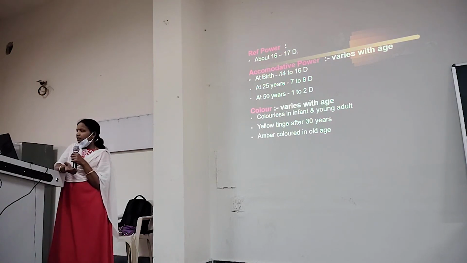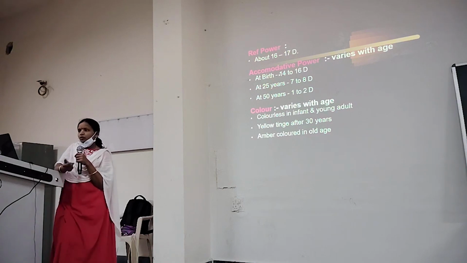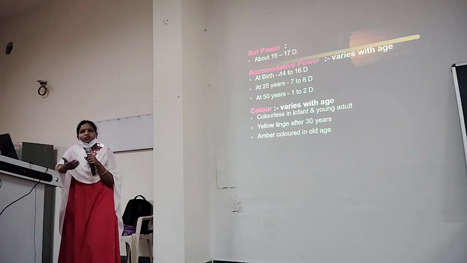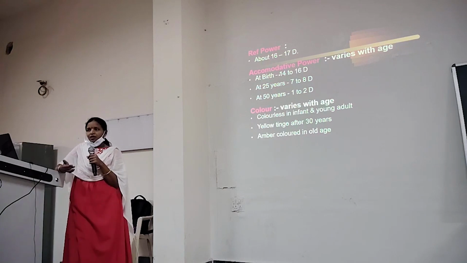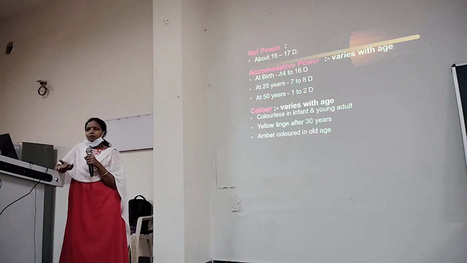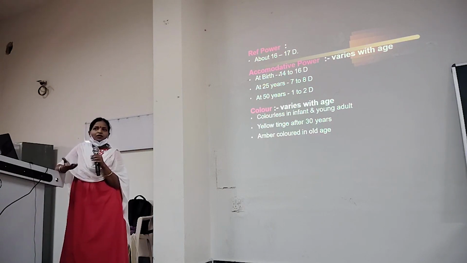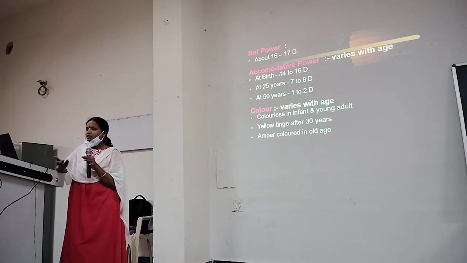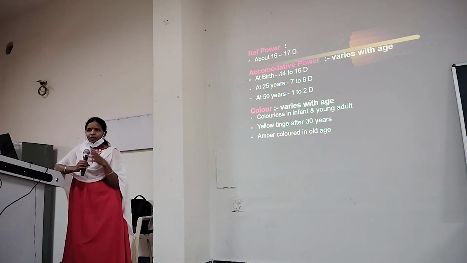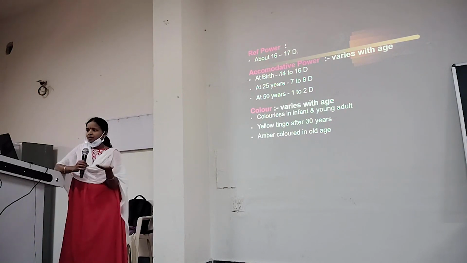So at birth the accommodative power will be around 14 to 16 diopters. It gradually decreases with age. Around 25 years it will be 7 to 8 diopters, and after 40 years it further decreases. So that's why you might have seen many of your fathers, uncles, everyone, after 45 years or 40 years they start having reading glasses, isn't it? Because the refractive power of the lens has decreased, accommodative power of the lens has decreased.